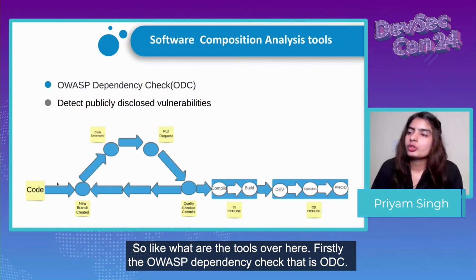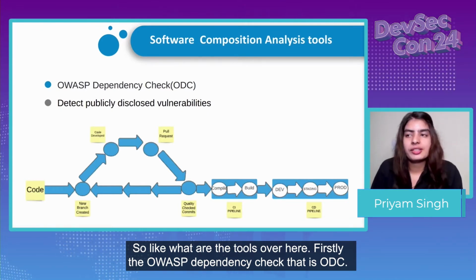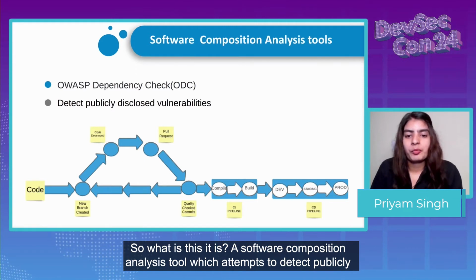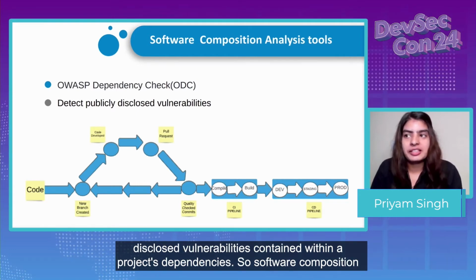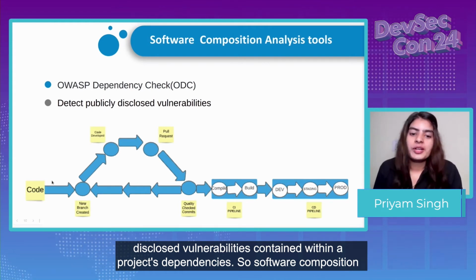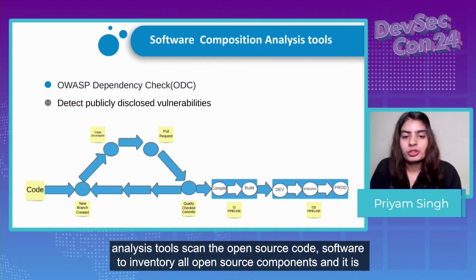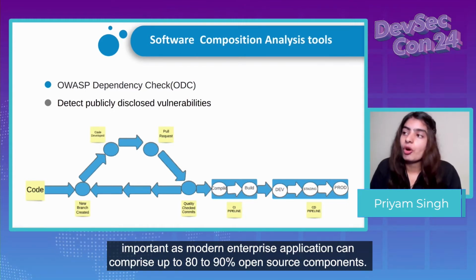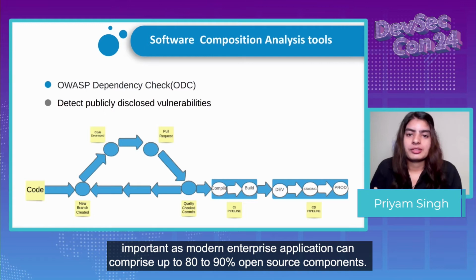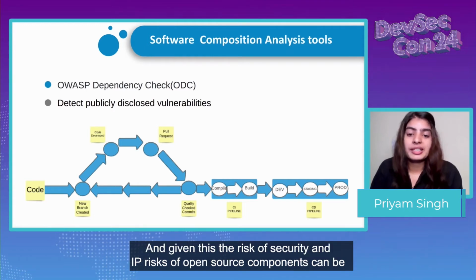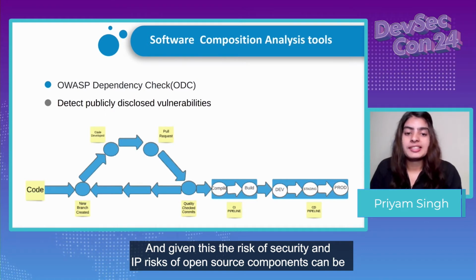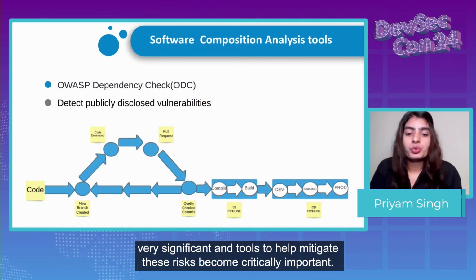So what are the tools over here? Firstly, the OWASP Dependency Check, that is ODC. It is a software composition analysis tool which attempts to detect publicly disclosed vulnerabilities contained within a project's dependencies. SCA tools scan the open source code and software to inventory all open source components, and this is important as a modern enterprise application can comprise up to 80 to 90% open source components. Given this, the security and IP risks of open source components can be very significant, and tools to help mitigate these risks become critically important.